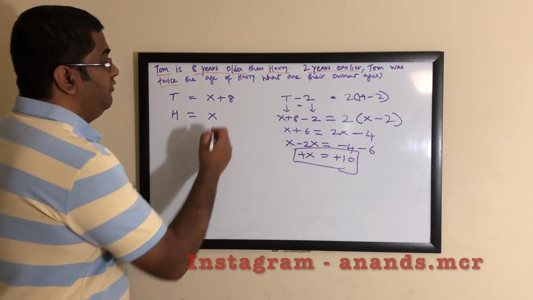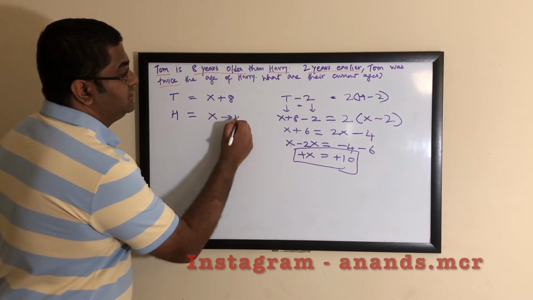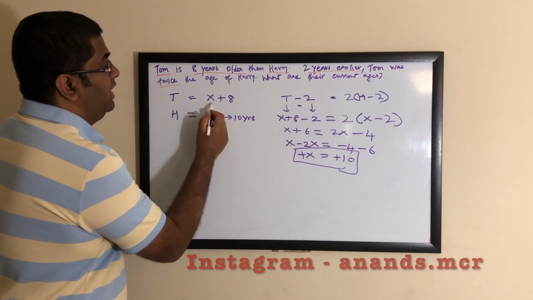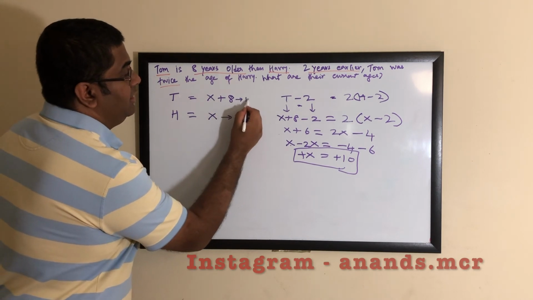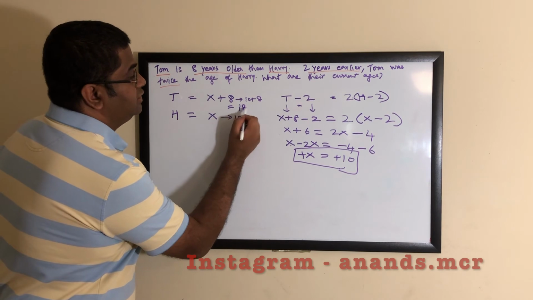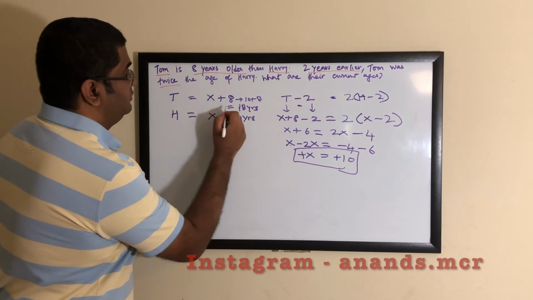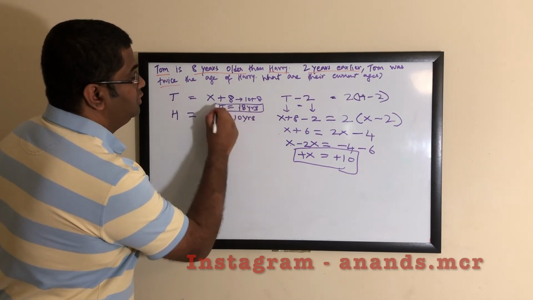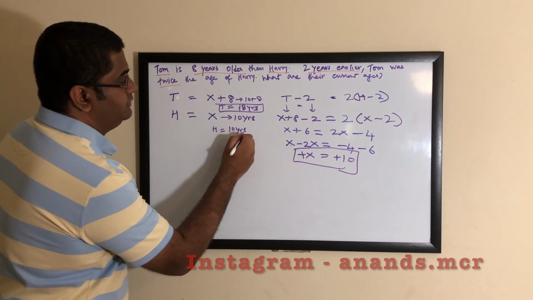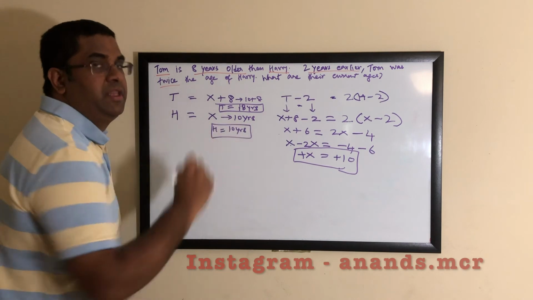So what we infer is the age of Harry is 10 years and Tom is x plus 8, which is 10 plus 8, and age of Tom is 18 years. So Tom is 18 years old and Harry is 10 years old.